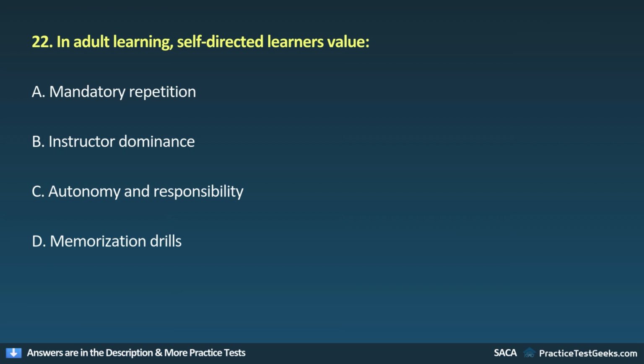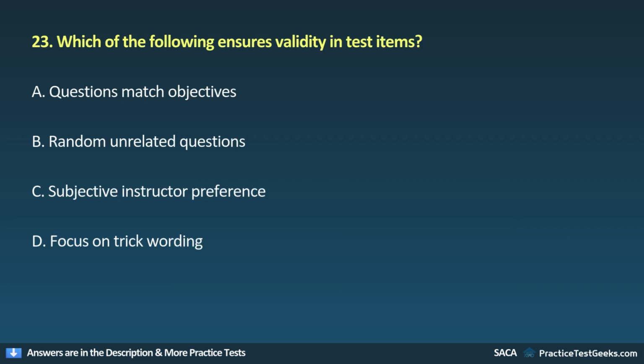22. In adult learning, self-directed learners value A. Mandatory repetition. B. Instructor dominance. C. Autonomy and responsibility. D. Memorization drills.